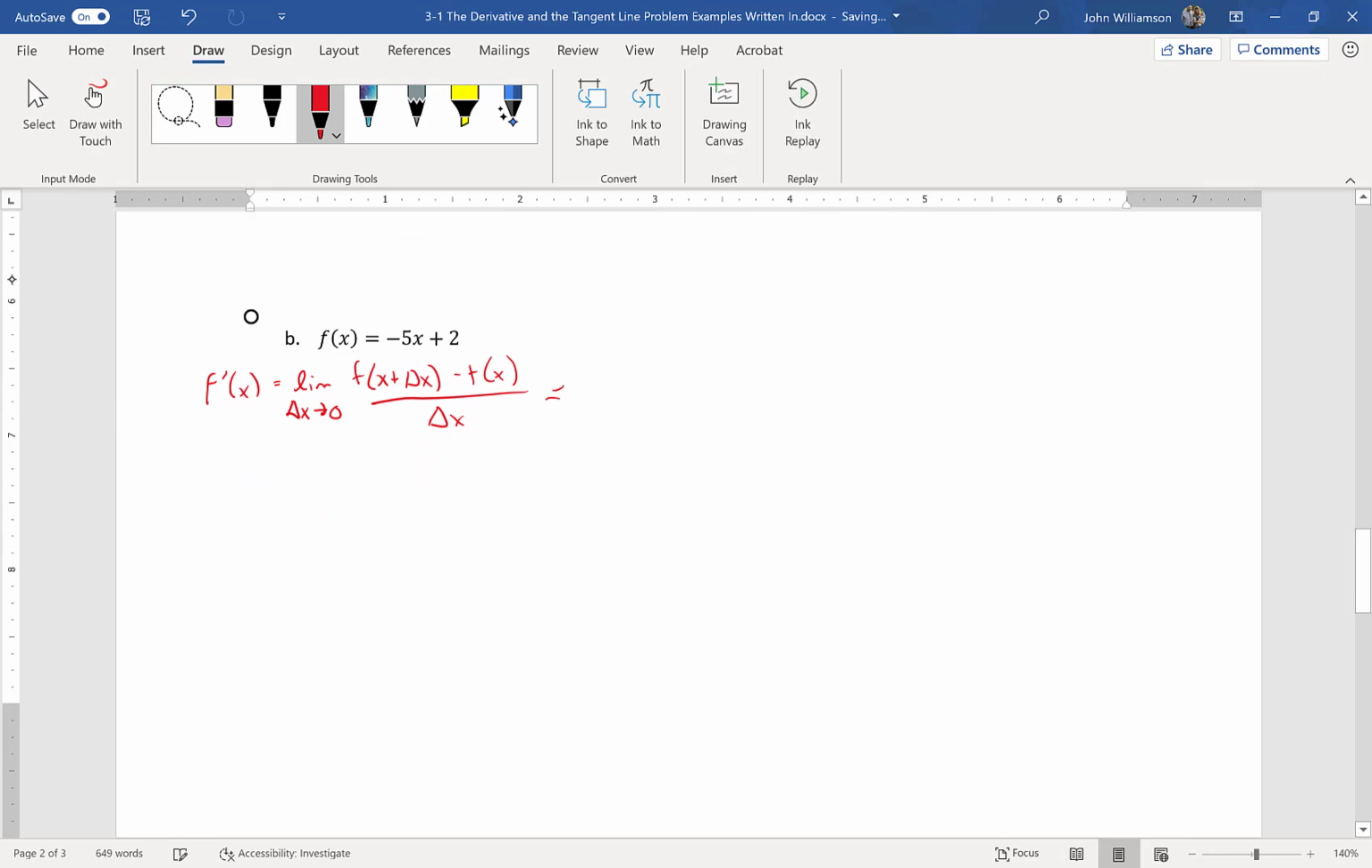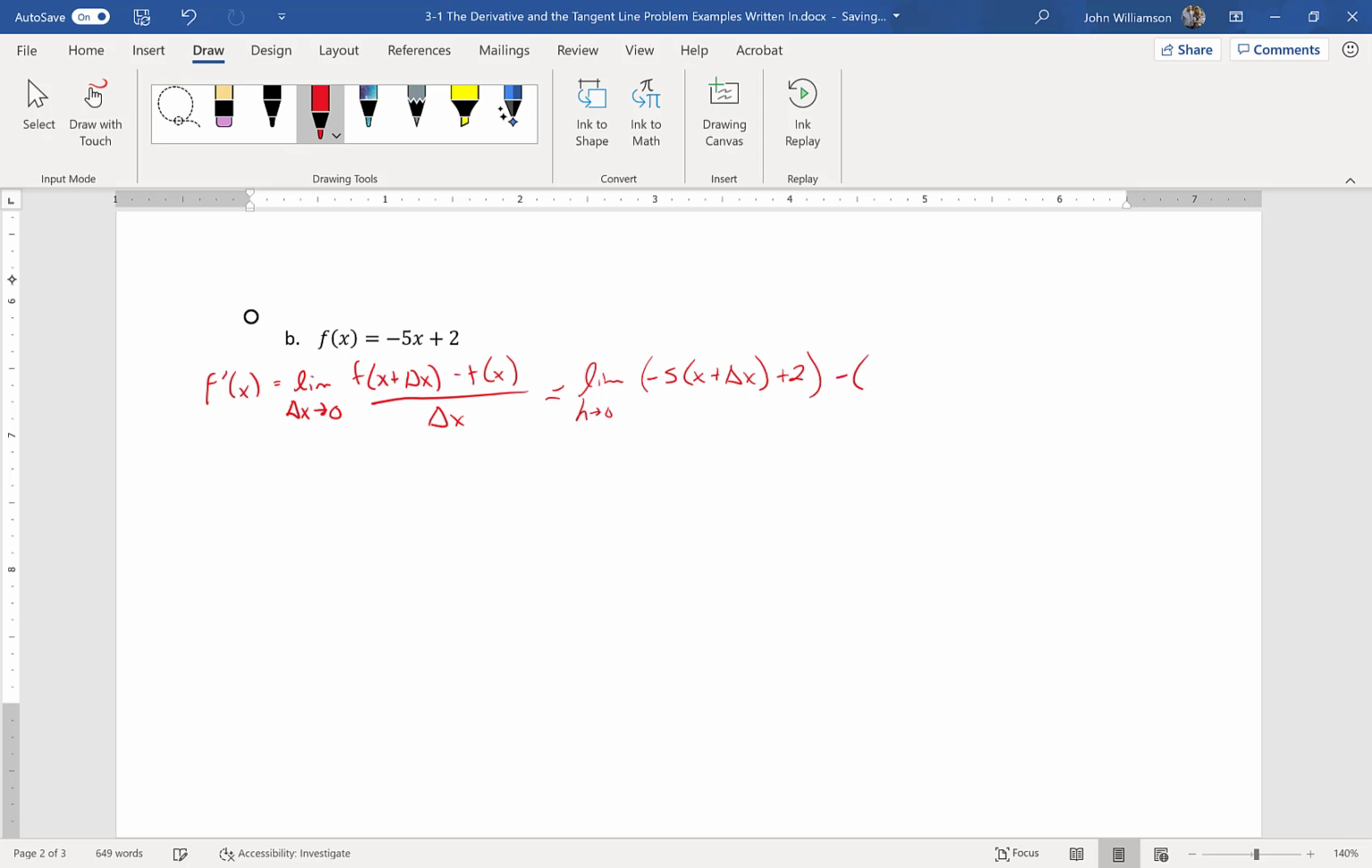So evaluating f of x plus delta x, remember everywhere you have an x, you're going to substitute x plus delta x. So in this case, this is going to be the limit as h is approaching 0, negative 5 times x plus delta x plus 2. So there's our f of x plus h.